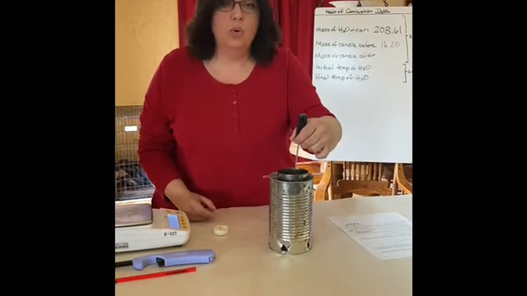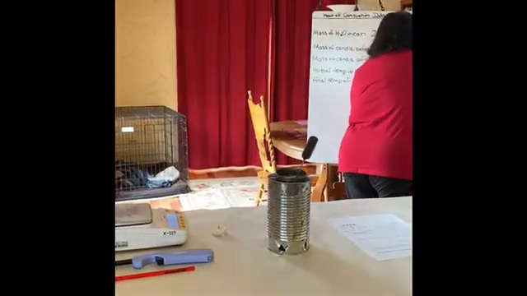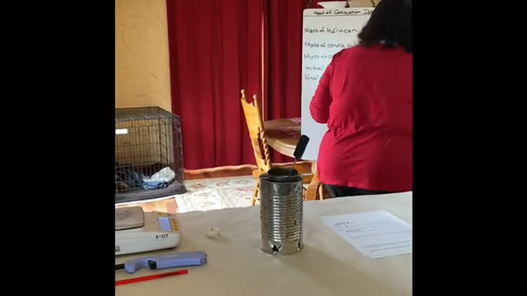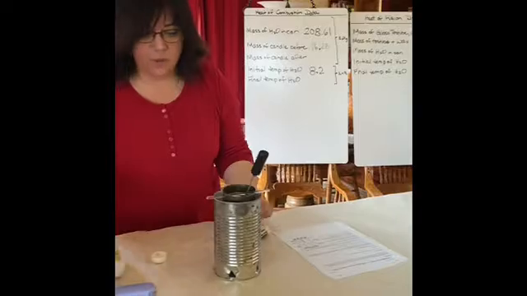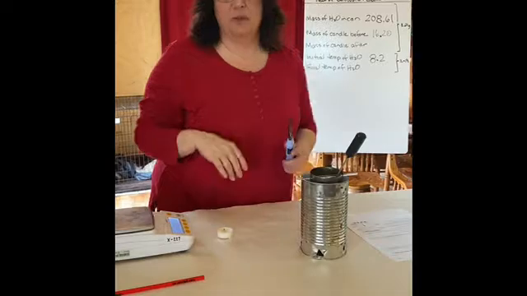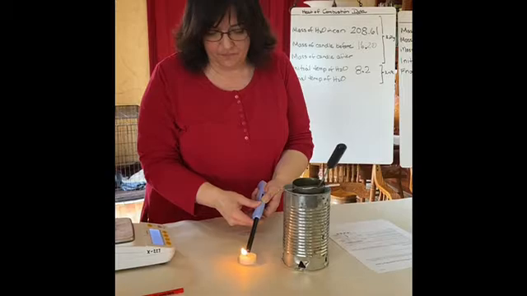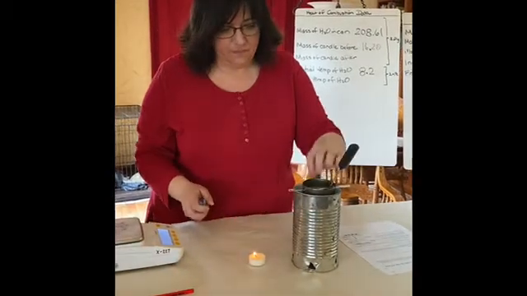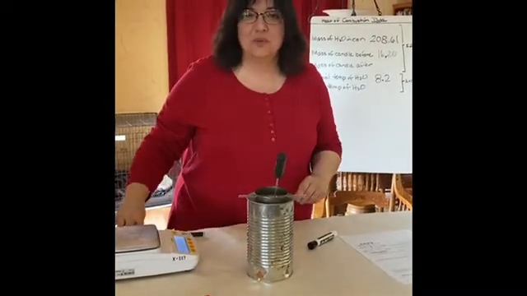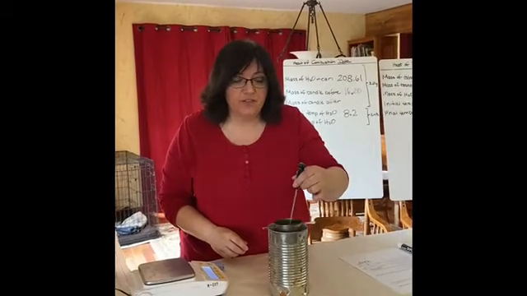Okay, we are at 8.2 for the initial temp. So now we're going to light the candle. I'm going to put the chimney over top, and we're going to let the candle burn for about 5 minutes. So we'll pause the video and then we'll come back. Okay, we'll see you in a few minutes. So we're back. We've been letting this burn for a good 5 minutes.